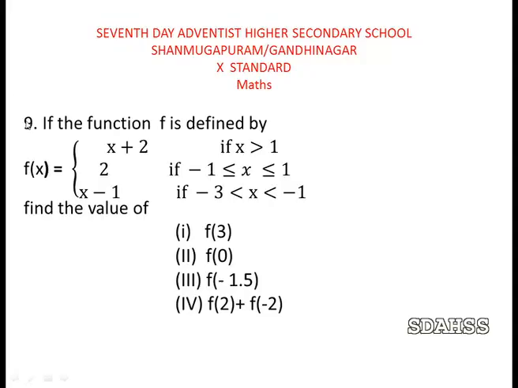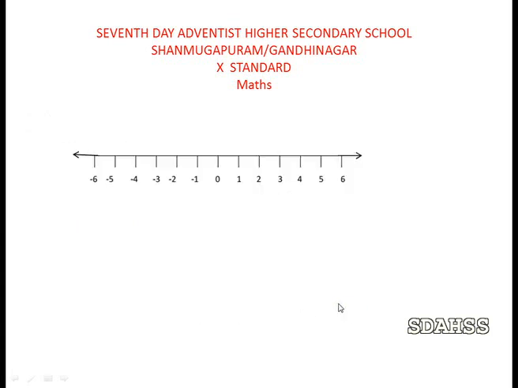Ninth sum. If the function f is defined by f(x) = x + 2 if x > 1, 2 if −1 ≤ x ≤ 1, and x − 1 if −3 < x < −1, find the value of f(3), f(0), f(−1.5), and f(2) + f(−2). Consider a number line.